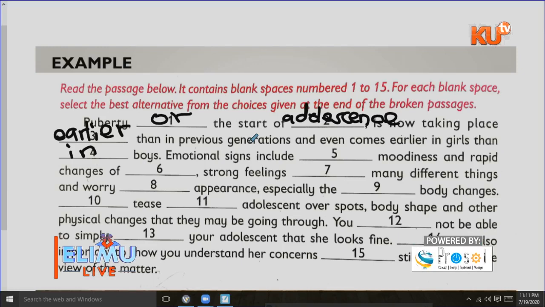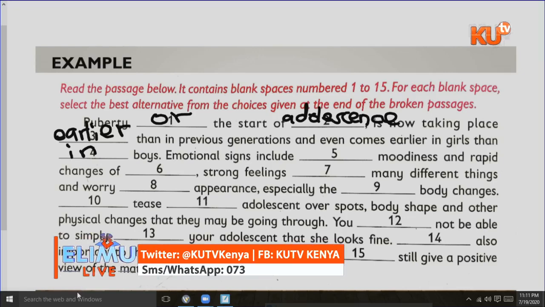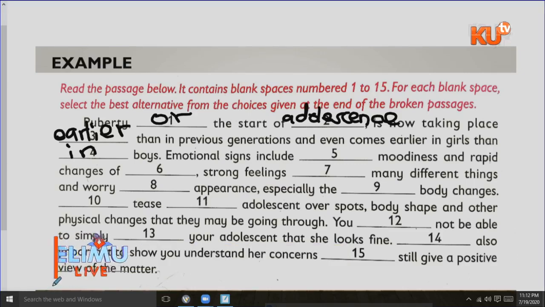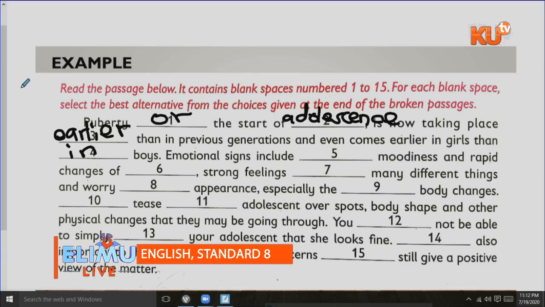Puberty or the start of, then you're given there the choices: preteens, adulthood, adolescence, old age. So then your correct answer there will be adolescence, because you will look at this word puberty. Which word means the same as puberty? Is it preteens? Is it adulthood? Is it adolescence? Or is it old age? And the correct choice is adolescence.